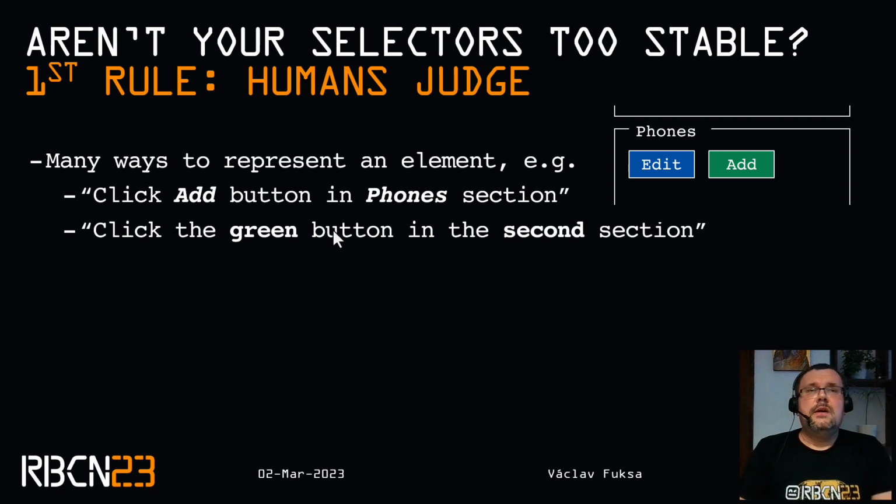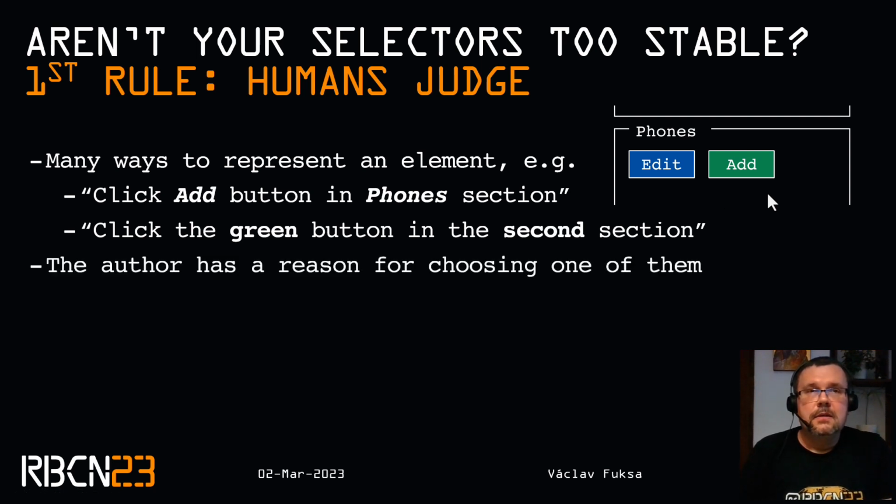For instance, imagine the situation where there are several buttons in the Phones section. All of them are blue, but only the Add button is green. Then it might be the case that when users want to add a phone, they don't read the text on the buttons. They are just used to clicking the green one.